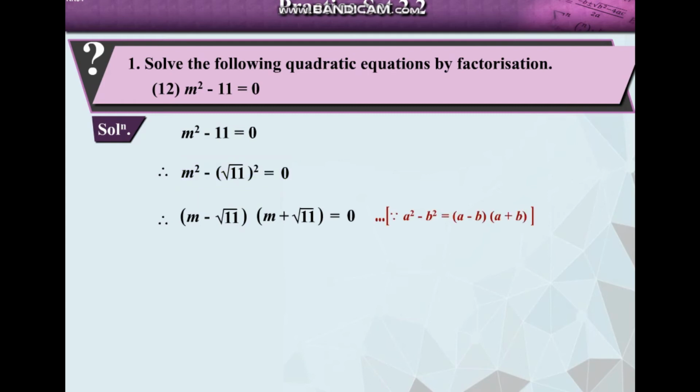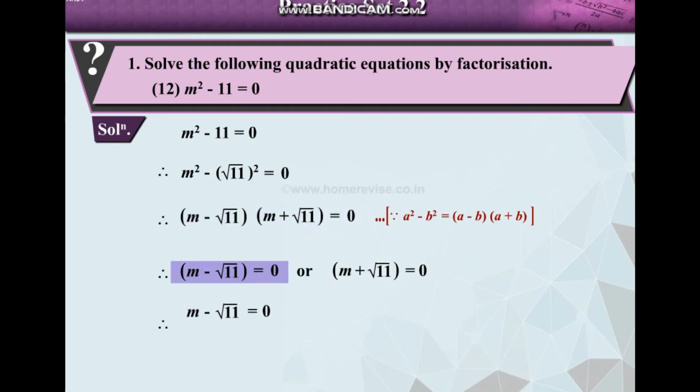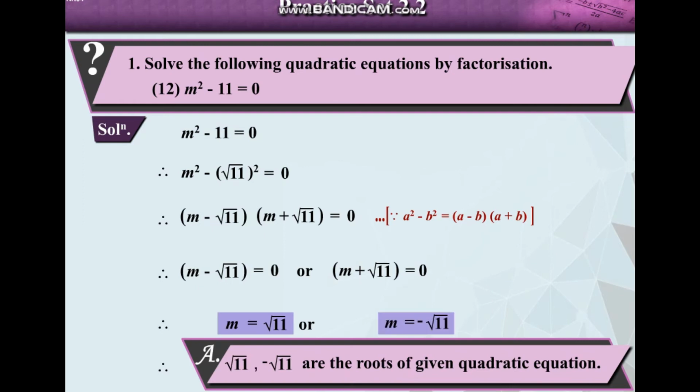Since a² − b² = (a − b)(a + b), therefore m − √11 = 0 or m + √11 = 0. Therefore, m = √11 or m = −√11. Therefore, √11 and −√11 are the roots of the given quadratic equation.